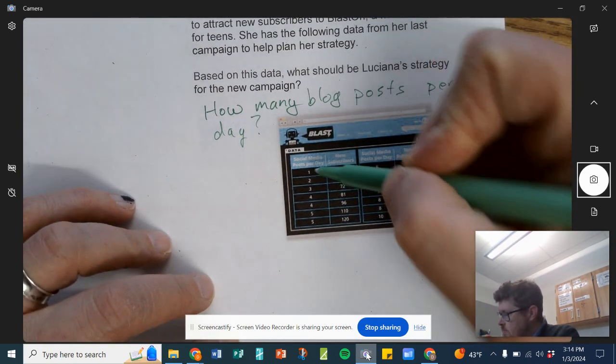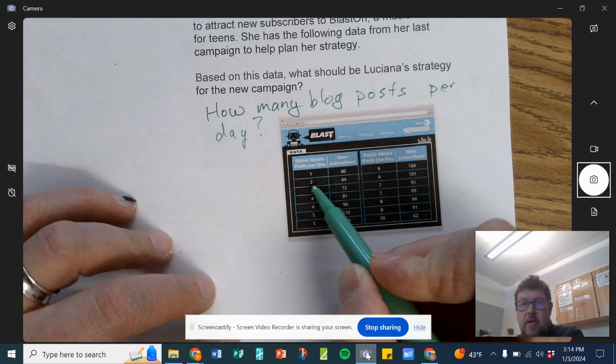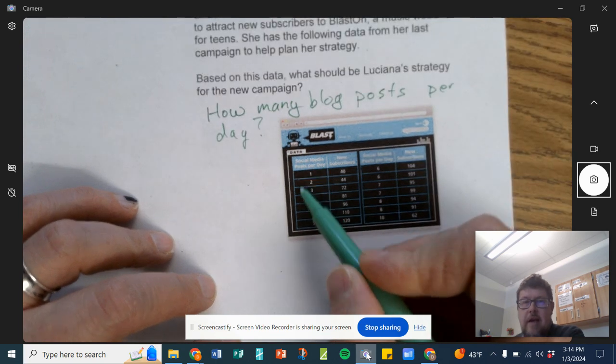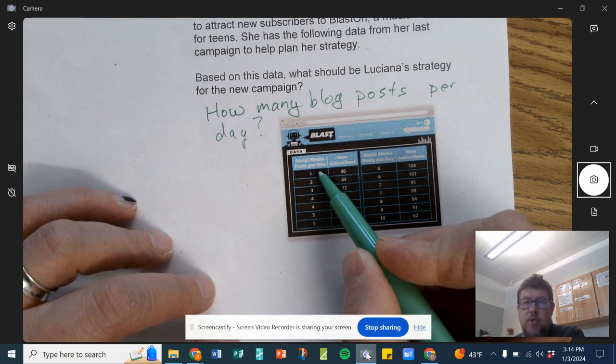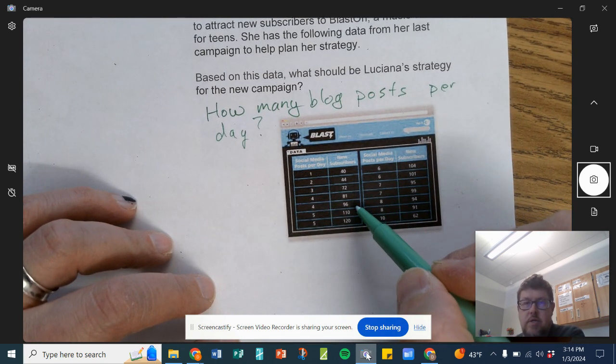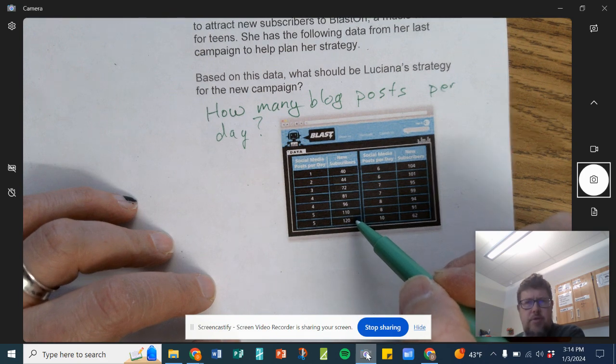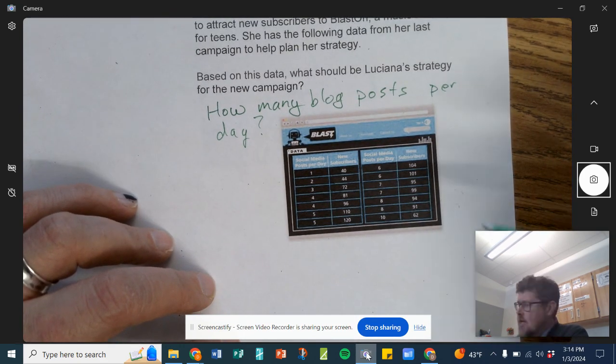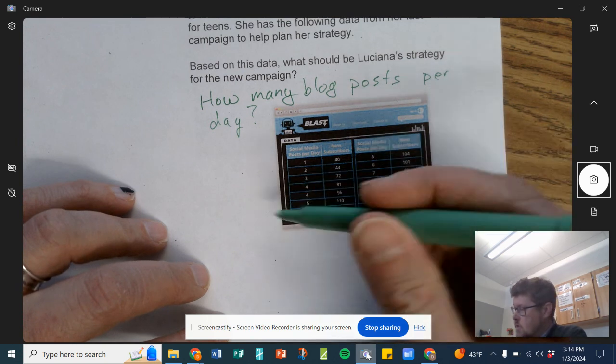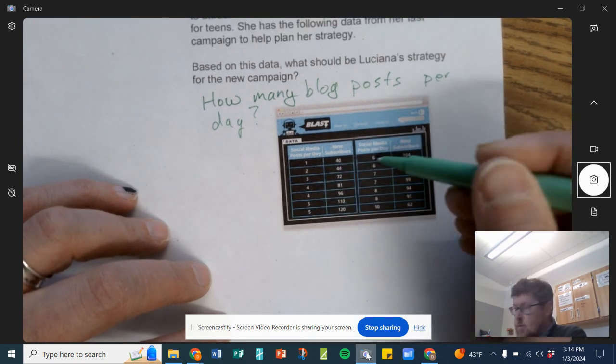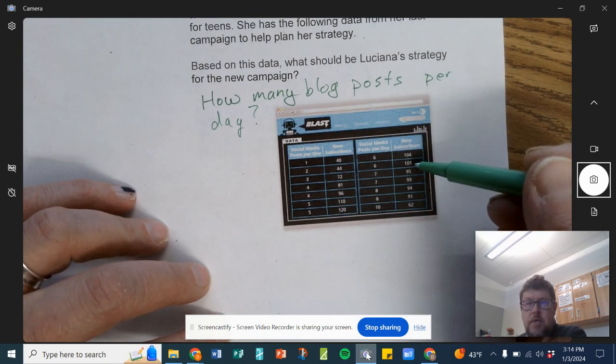We can see that when she makes one per day, she gains 40 to 44, right? So the idea here is that as she makes more social media posts, she gains more followers, right? So you'd say, well, shoot, she should make as many as she can, right? But there's diminishing returns. So basically, once you start getting to six, your actual starts to go down, right?